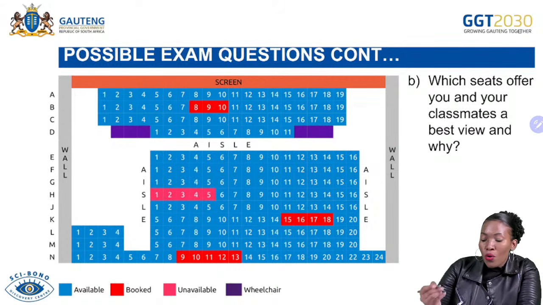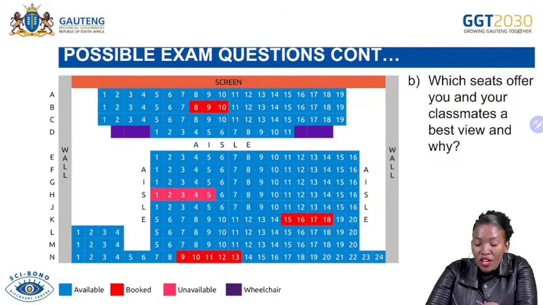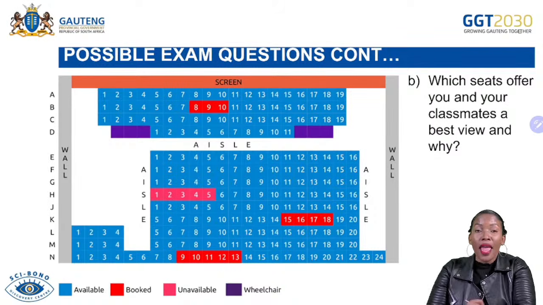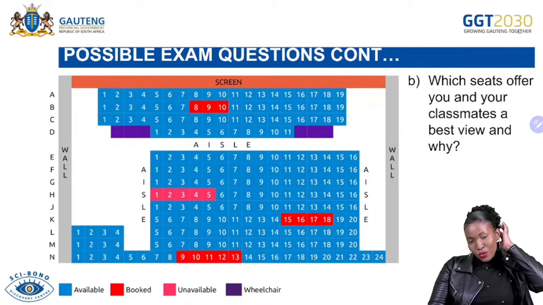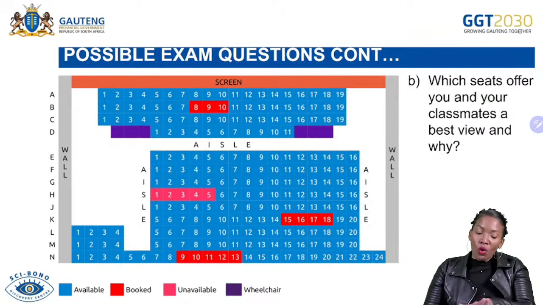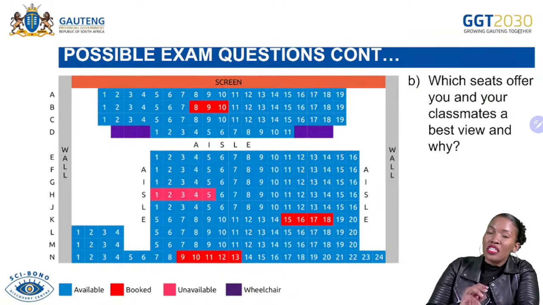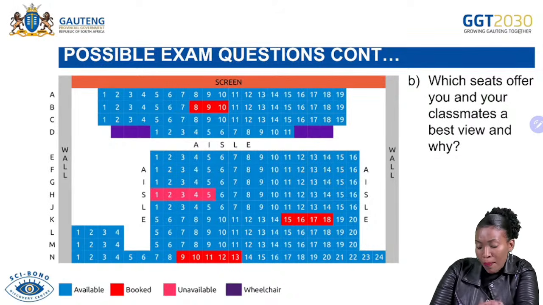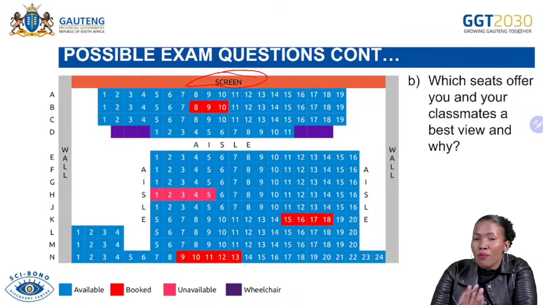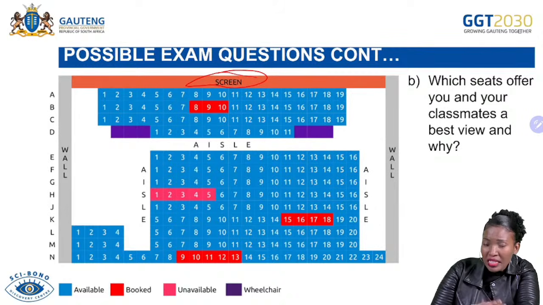B, which seats offer you and your classmates the best view and why? So if you were going to the cinema, which seats would offer you the best view? Remember, this is the screen. Again, this one depends from person to person. It depends what reasons you are going to give to support it.